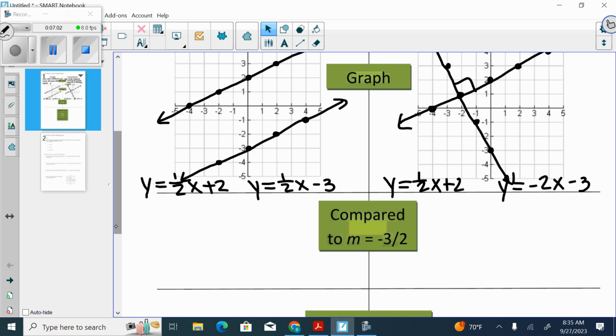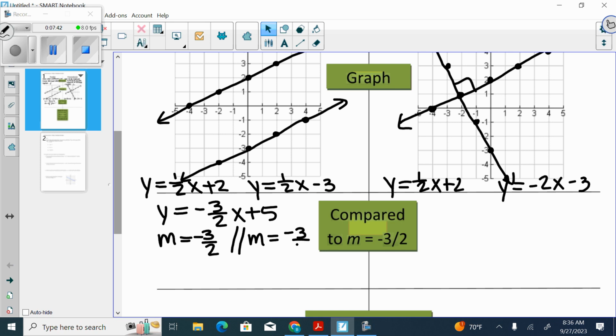All right, so if we were comparing what we have up here to a new slope of m equals -3/2. Now I've got the equation y equals -3/2 x, and maybe it has a new y-intercept. Okay, let's say it's +5. Okay, if I was to create another line that's parallel to this one with a slope of -3/2, what would the slope of the other line be if it's parallel? -3/2. So it would also be parallel if it's -3/2.